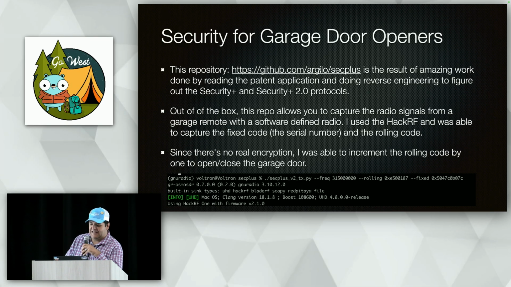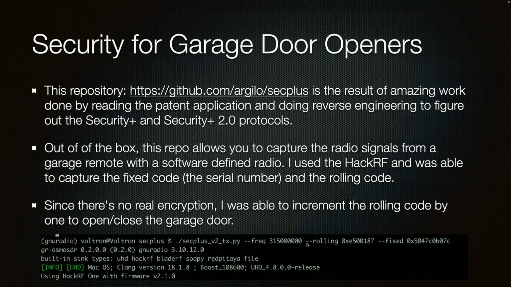This is kind of fun, where I basically did this at home. I have a HackRF. It's a little hardware device, a software-defined radio. I downloaded this code and was able to capture, there's two numbers here. I don't know if you guys can see that. Maybe I'll zoom in more. Let's see if I can do that. Nope. Can you guys see this number here that says rolling and fixed?